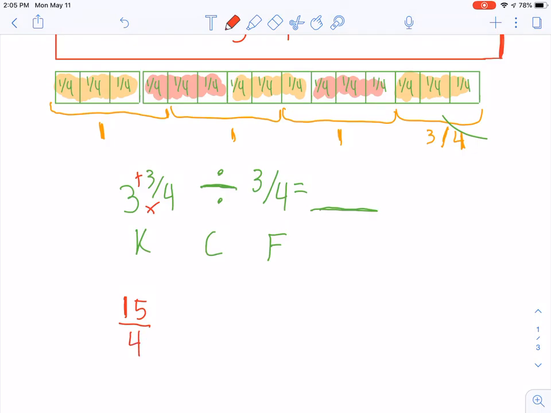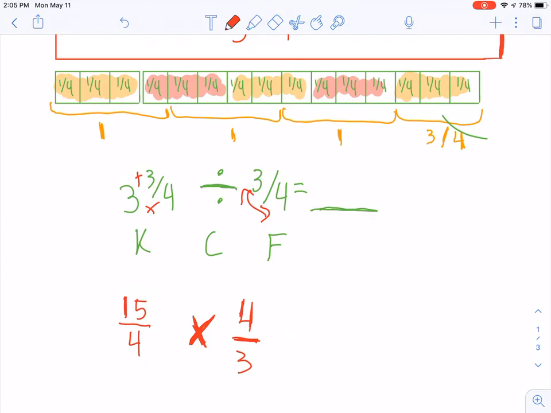Now what do we need to do? Change. We're changing that division sign to a multiplication sign. And last but not least, what do we need to do? Flip. So we're flipping the denominator with the numerator.